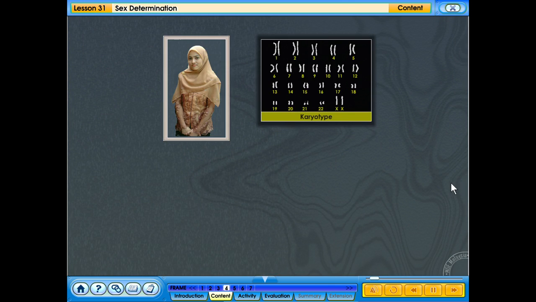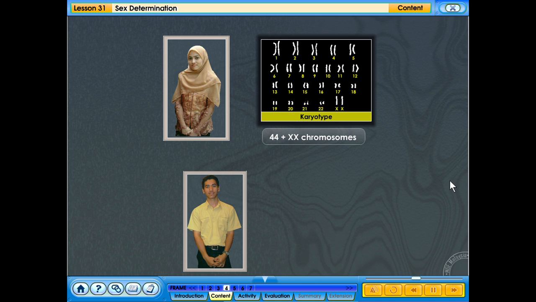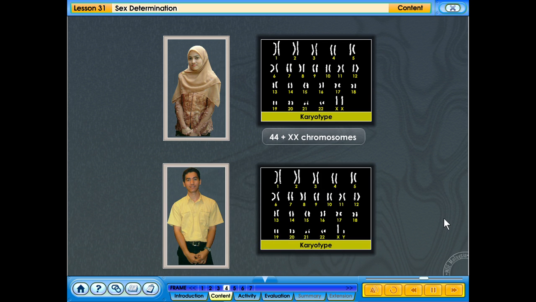The female body cell has 22 pairs of autosomes, 2 X chromosomes. It is represented by 44 plus XX chromosomes. The male body cells have 22 pairs of autosomes and 1 XY chromosome. It is represented by 44 plus XY chromosome.